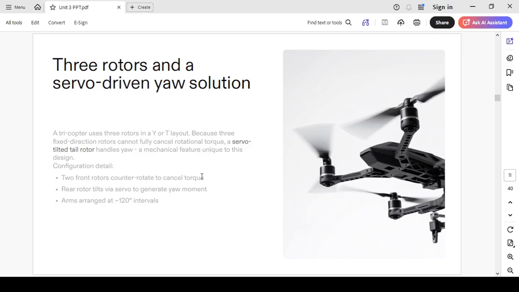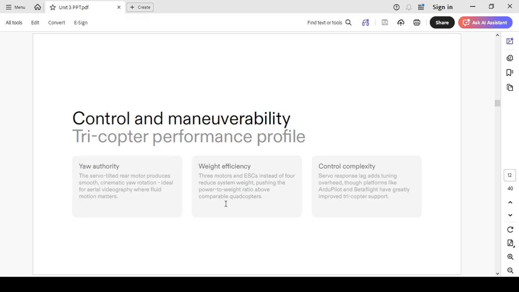The configuration details would be two motors at the front and another one at the back. The rear motor is used to tilt, so the servo generates the yaw movement. The arms are arranged at 120-degree intervals. In the Bi-Copter, they are exactly 180 degrees apart. The control and maneuverability of a Tri-Copter is based on yaw authority, weight efficiency, and control complexity.